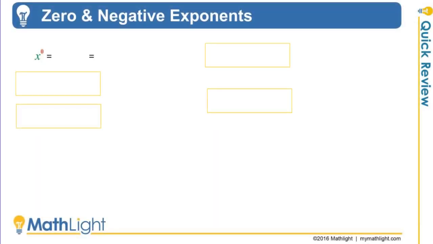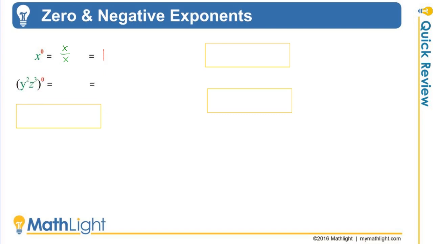And this is the quick review of zero and negative exponents. Okay, so what is a zero exponent? So again, this is what you should think: a zero exponent means it's the base divided by itself. And any base divided by itself would be 1, right? So why is x to the 0 equal to 1? Because it's the base divided by itself.